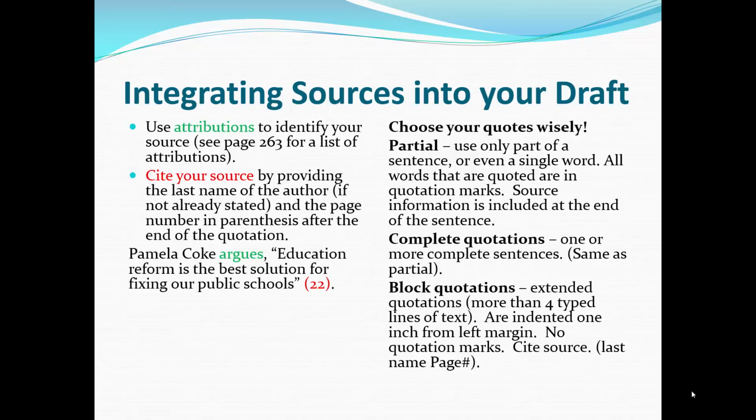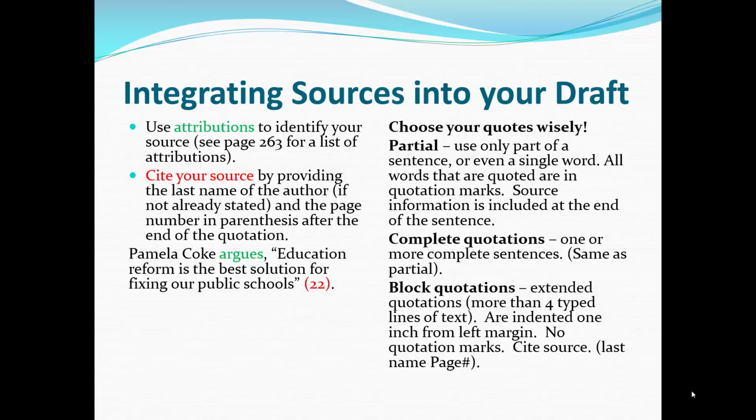This is how you integrate your sources in your draft. You need to use an attribution to identify your source. See page 263 for a list of attributions. Cite your source by providing the last name of the author, if not already stated, and the page number in parentheses after the end of the quotation. Here's an example: Pamela Koch argues, as the attribution, "Education reform is the best solution for fixing our public schools." Notice the page number 22 is listed, not her last name, because it's already been stated.